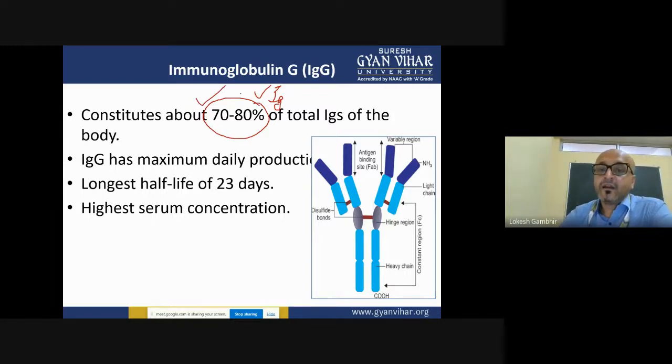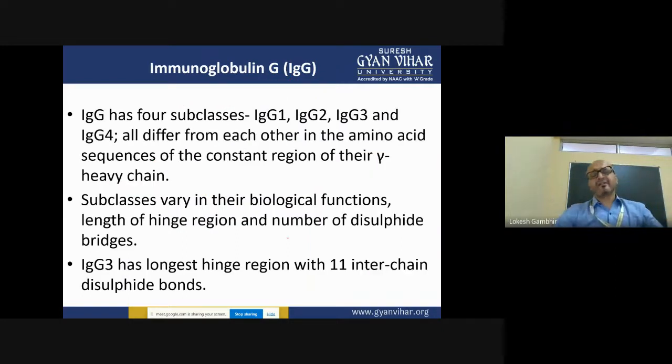Fine. And if you talk about the rate of production, then on a 24-hour basis, if our body is forming 100 molecules of immunoglobulin, the maximum molecules formed will be IgG. And in plasma half-life, it has the longest half-life among all the types, that is 23 days. The half-life that we are talking about is 23 days inside our body.